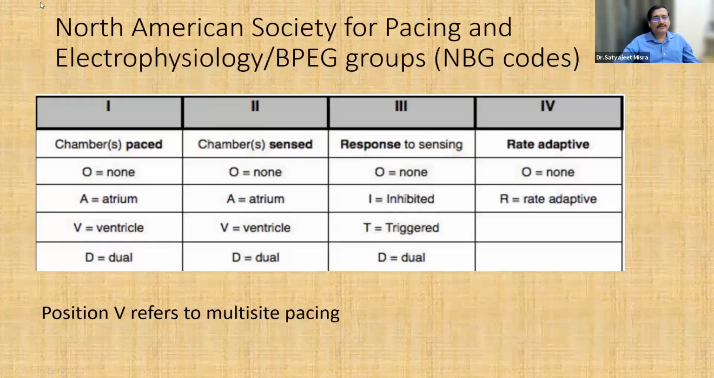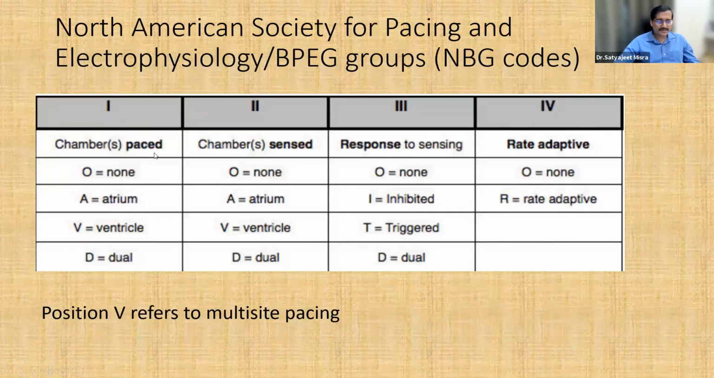Okay, now let's come to the codes. We have two important societies: one is the North American Society and the other is the British Pacing and Electrophysiology Group. They formed the NBG code, which was revised around 2002. There are 5 positions. You're all conversant with this.